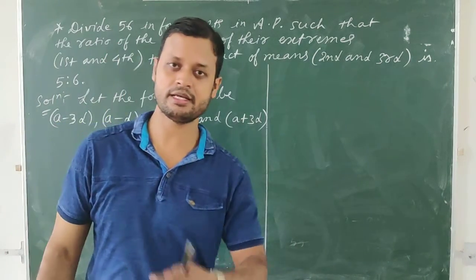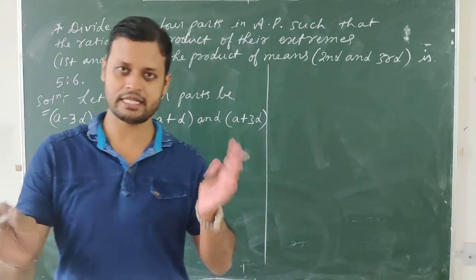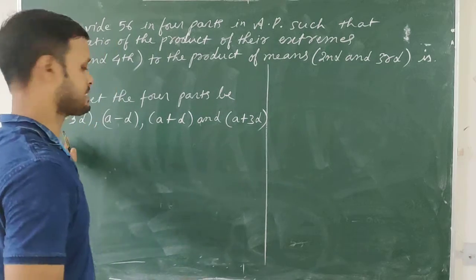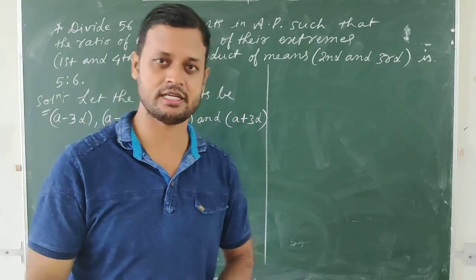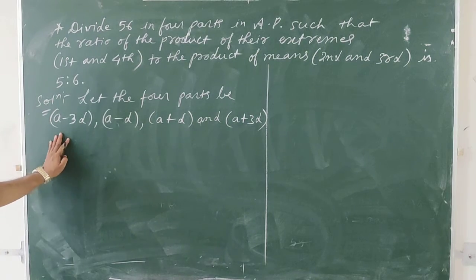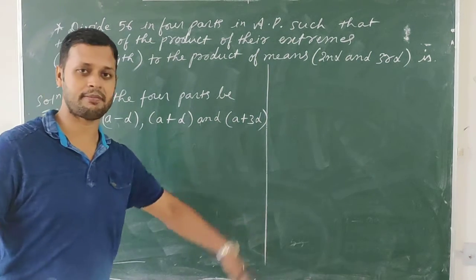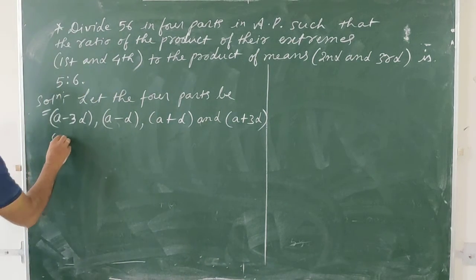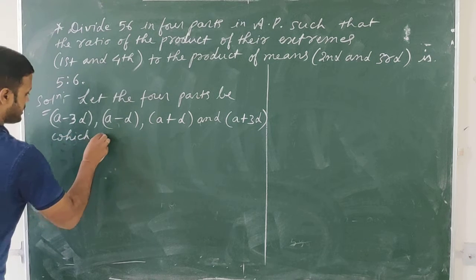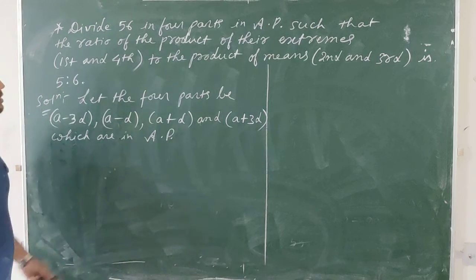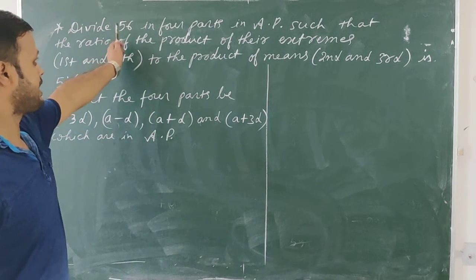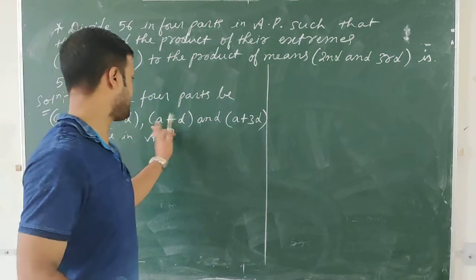Do you remember in the starting I said how to select the terms? If there are 4 terms, then you have to select this way. If there are 3 terms, then a minus d, a, and a plus d. But if there are 4 terms, then a minus 3d, a minus d, a plus d, and a plus 3d, which are in AP. Now, we said divide 56, that means 56 is divided into these 4 parts.